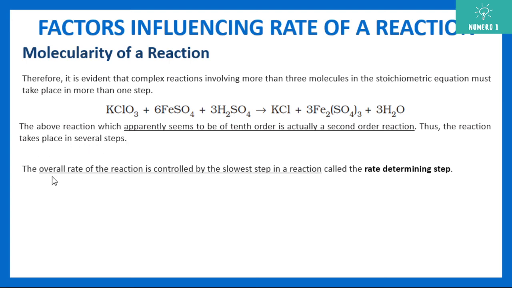Okay. Now, very important, the overall rate of reaction is controlled by the slowest step in a reaction. That is called the rate determining step. So the slowest step is the rate determining step. Okay, we will discuss this in class also. Slowest step is rate determining step.